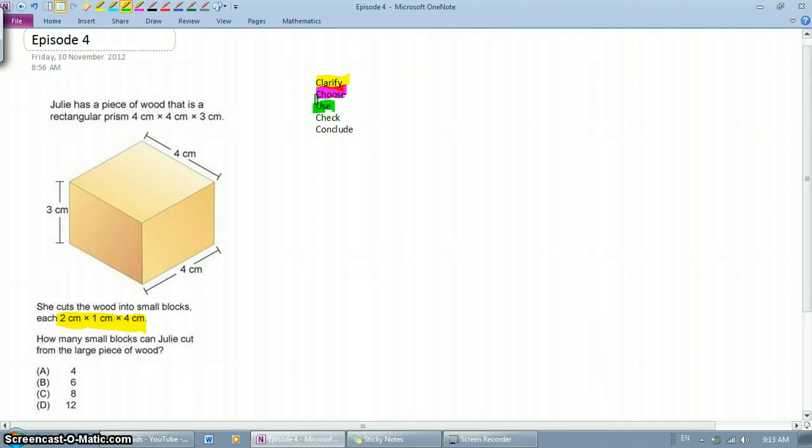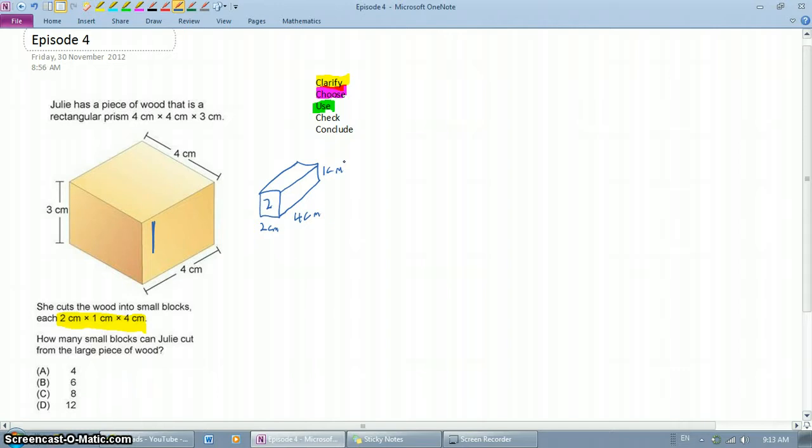First thing I'm going to do is draw the second little block, what she's cutting them into. I'm going to call the first one block 1, and the second one number 2. The dimensions on the second one: let's say 2 centimeters is at the bottom, 4 centimeters is the length, and 1 centimeter will be the height. So I have my 2 blocks. How many of block 2 can fit into block 1?